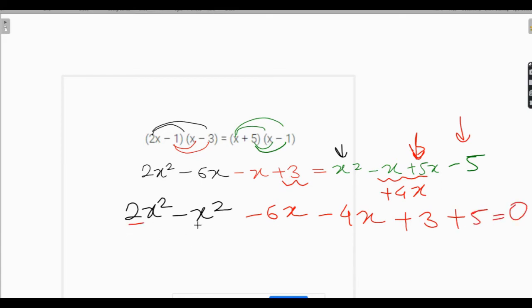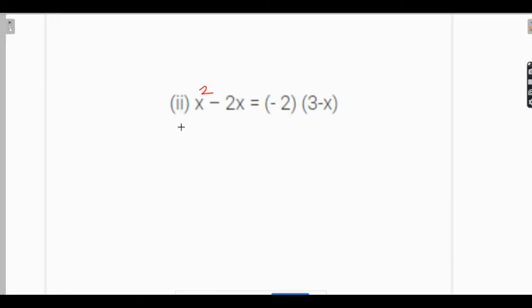So what remains is 2 minus 1 is 1. Minus 6 minus 4. Minus minus plus, but sign of the greater number. 5 plus 3, 8. So this is your standard form. Is this a polynomial, students? Of course it is, because the highest degree is 2. So this is your question.